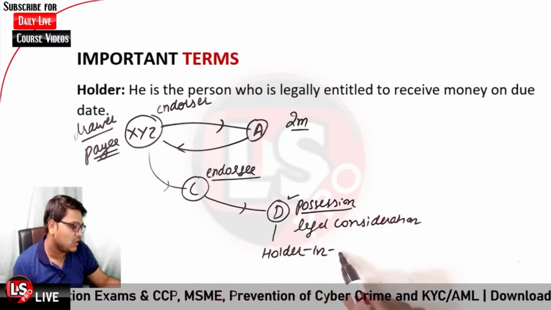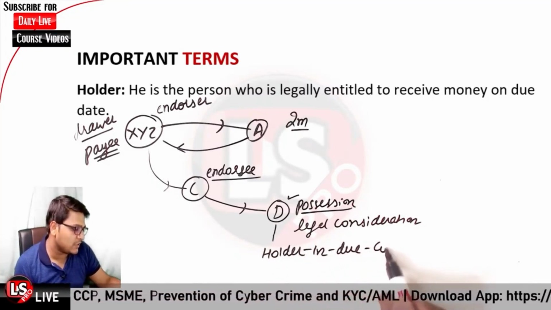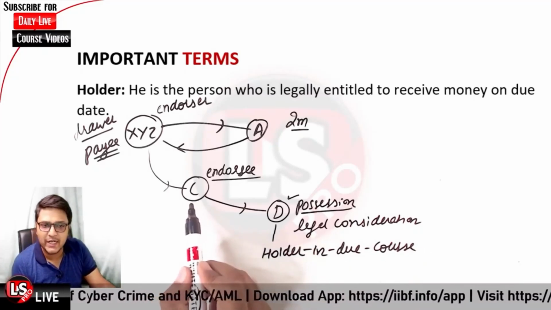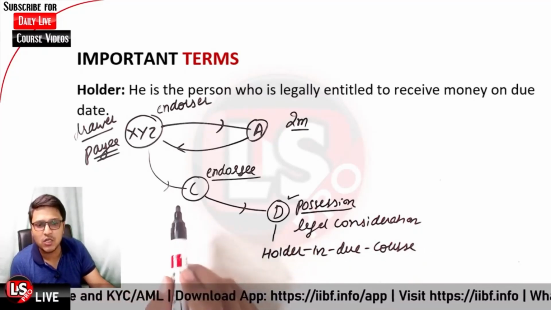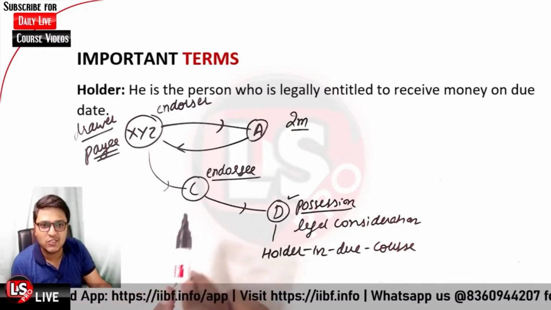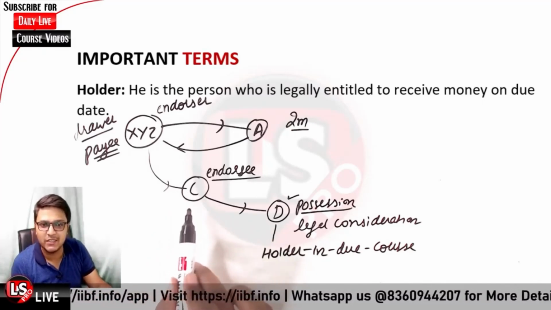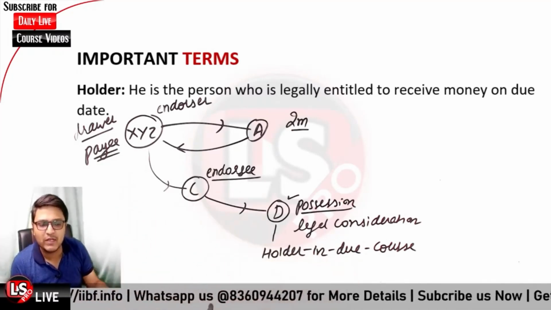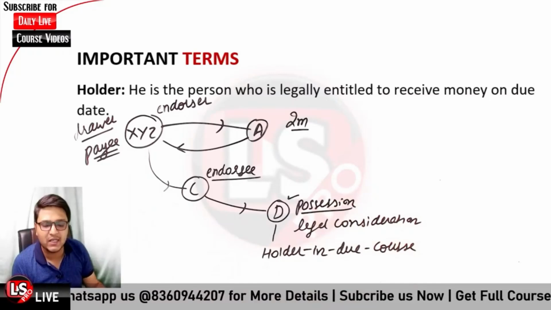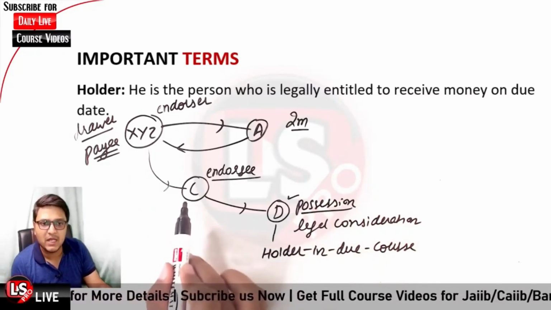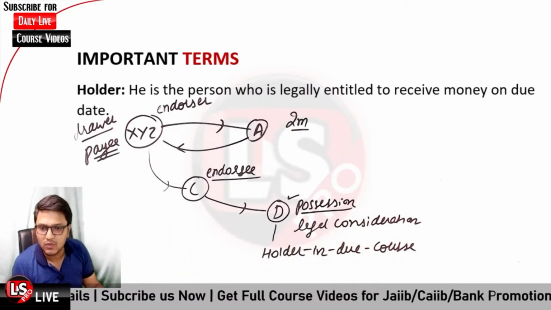Are you getting my point? Now C was also entitled to receive the payment, but he does not have the possession of the instrument, but that does not change the fact that he was entitled to receive the payment. Because the ultimate payment has not moved yet, because D has not presented the bill yet and has not received the payment yet, and it is on behalf of C that he has received the instrument.